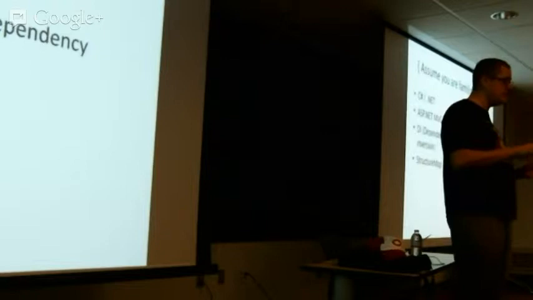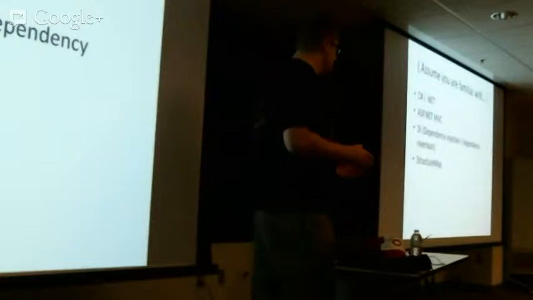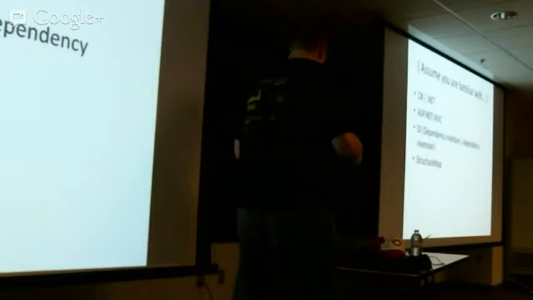And then for dependency injection, I'm going to use a tool called Structure Map. Well, there's lots of tools out there. Structure Map is the one I'm most comfortable with. But you can use other ones, Ninject or what have you, to the same effect. So those are just some assumptions I want to start with before we get started coding. Okay. Any questions so far?